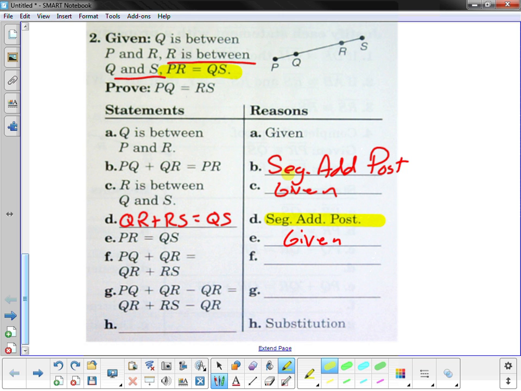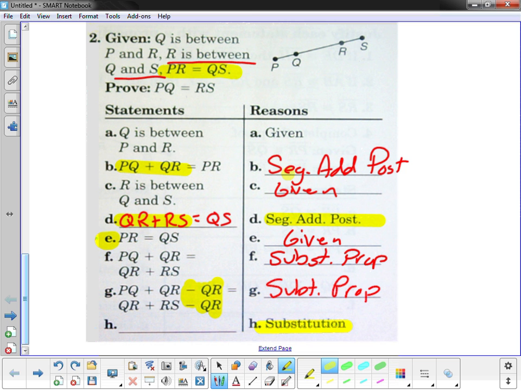Well, now since PR equals QS and PQ plus QR is the PR, I'm going to place that in place of the PR, and our QR plus RS is on the other side. We just did some substitution in our problem for part E. I just replaced with the PR equal and the QS equal. Well, now notice what we're doing here. We're going to take away a QR from both sides. The only way I can take away a QR from both sides is the subtraction property.